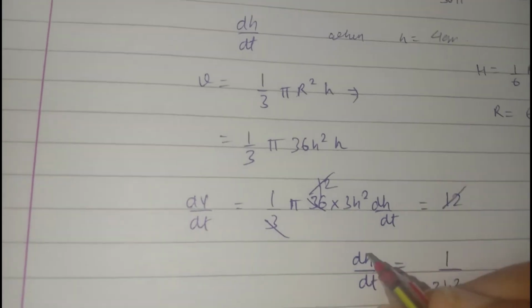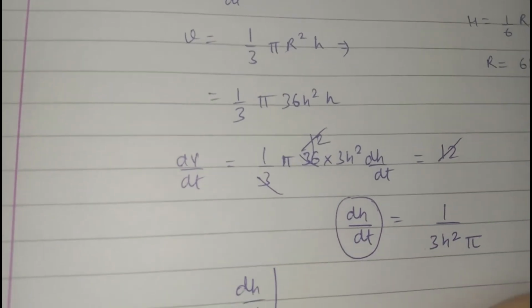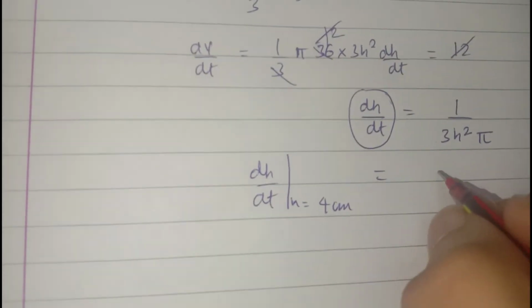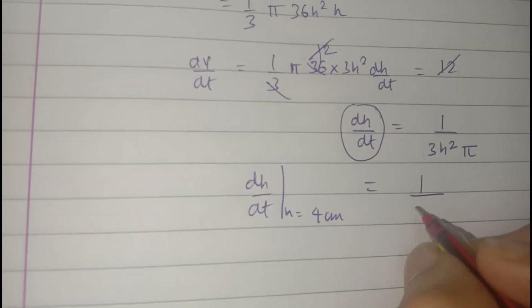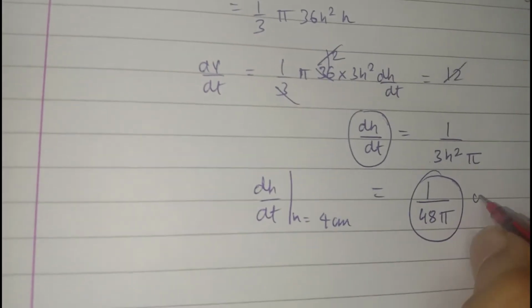And now they want to calculate dh by dt when height is 4 centimeter, which is 1 over 4 square, which is 16, so 48 times pi. This is the answer to our question, and this is option D.